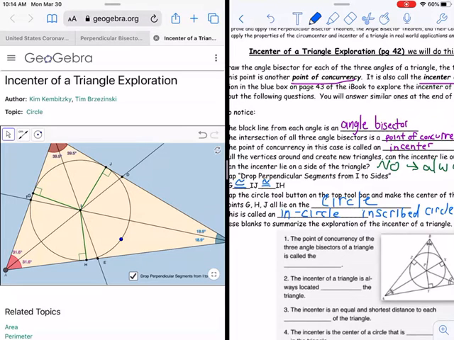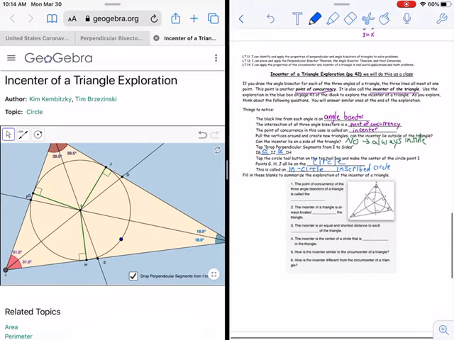And what's so great about this is that point I, the incenter, is equidistant from the three sides. So the circumcenter is equidistant from the three vertices, the three angles. I is equidistant to the sides. So they all have their usefulness. Like if you wanted to make something an equal distance from three roads. Again, I was talking about shopping malls. If you have three major highways, that's where you could put a shopping mall, a hospital, a high school, anything.